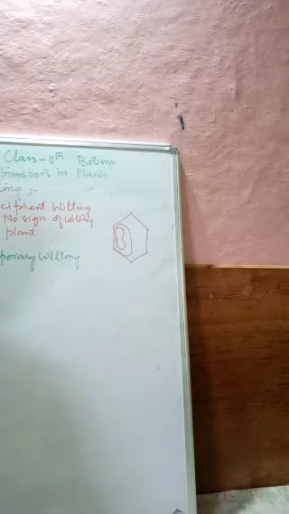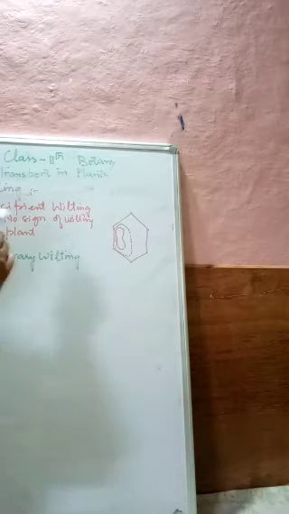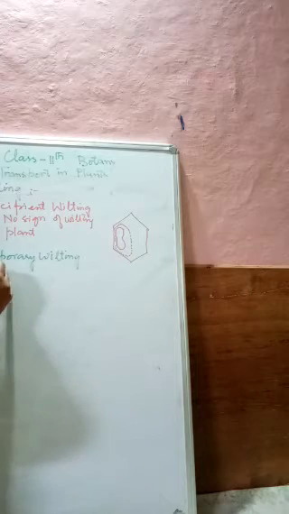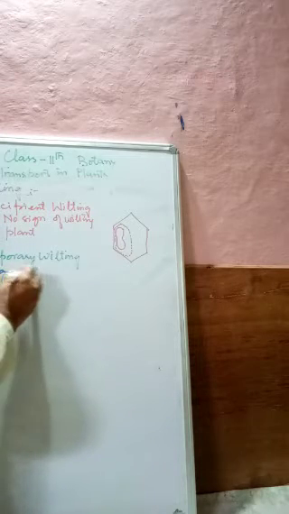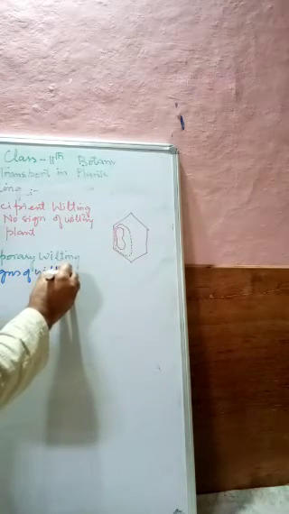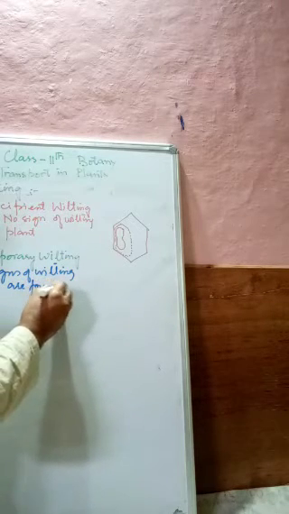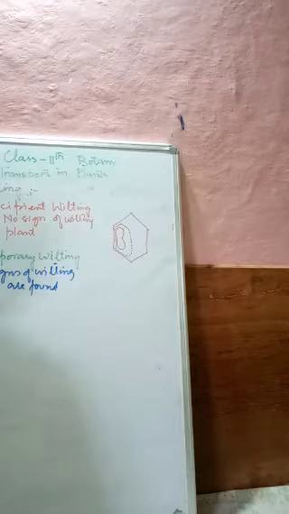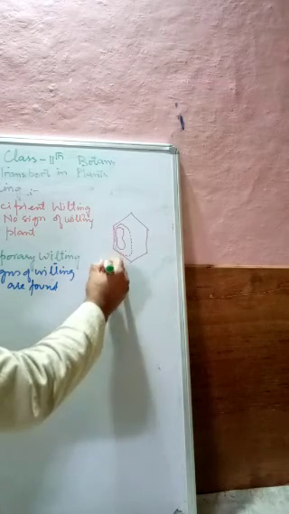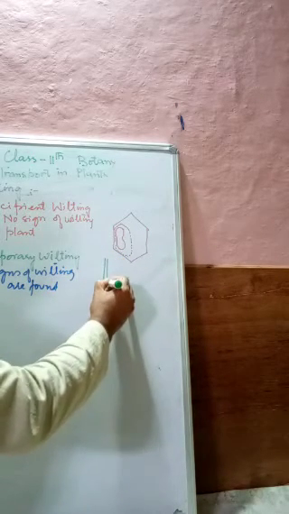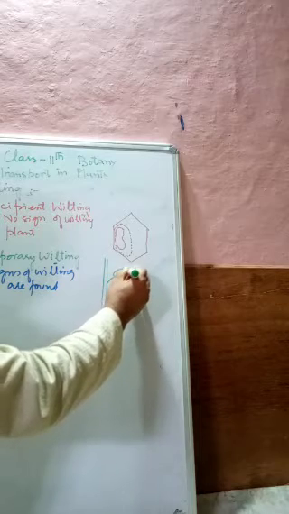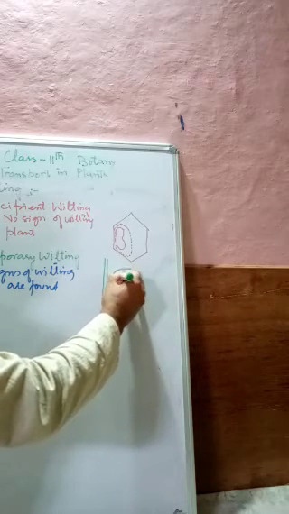What do we see in temporary wilting? Signs of wilting are found. For example, if this is the aerial part of the plant, this is the leaf, it is in its normal position, normal shape.